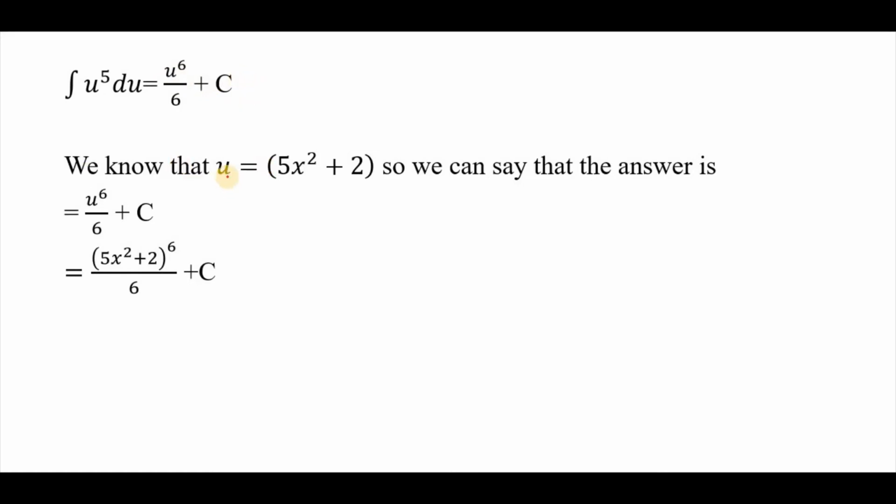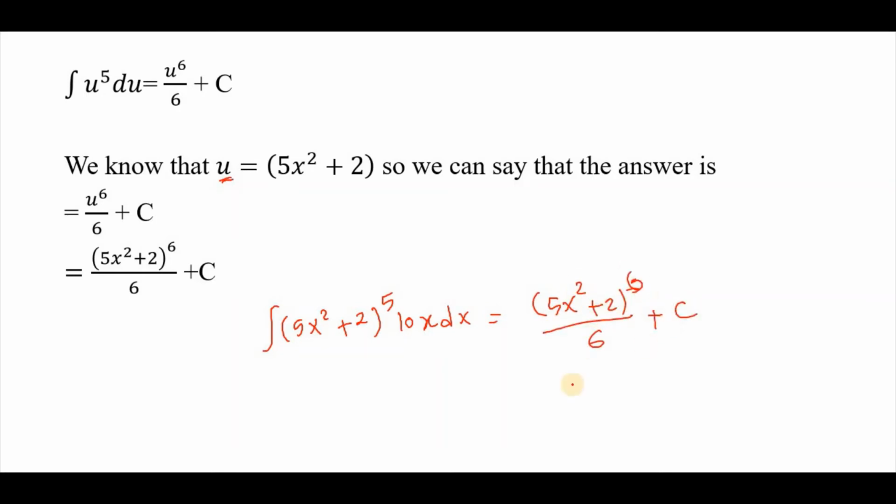We assumed from the beginning that u is equal to 5x squared plus 2, so we can replace u with its value. We could say that the integral of (5x squared plus 2) to the fifth, 10x dx, is basically (5x squared plus 2) to the sixth power over 6 plus c. And that will be the final answer.